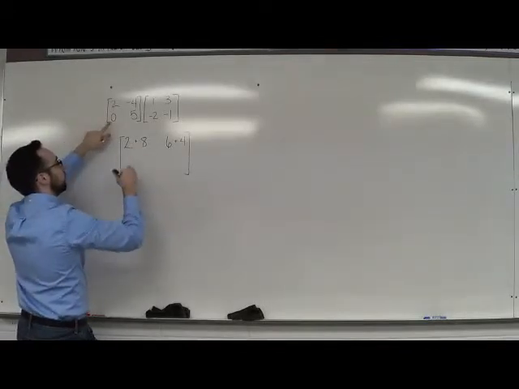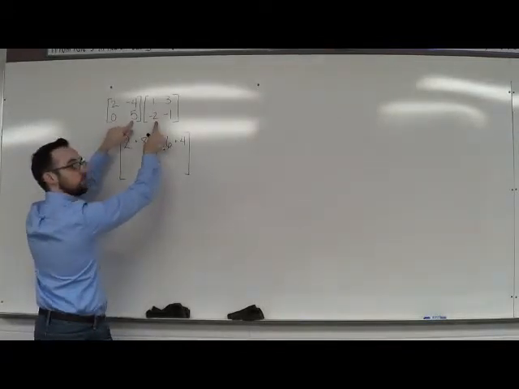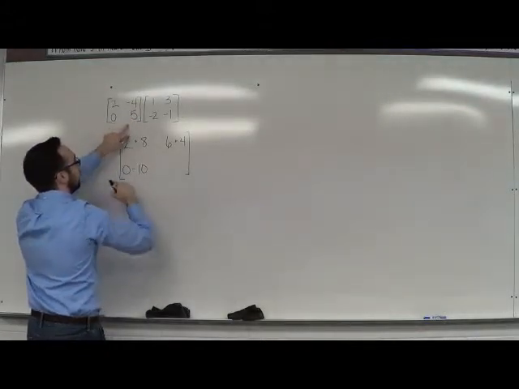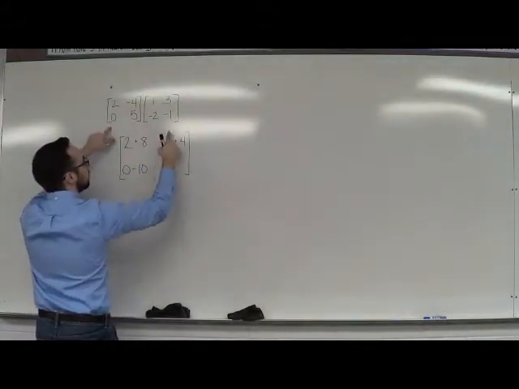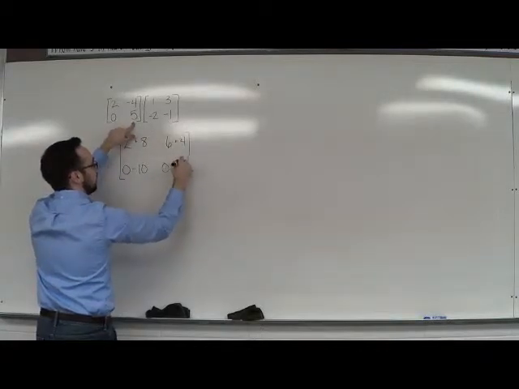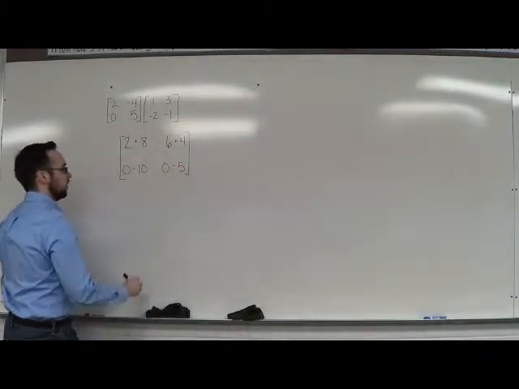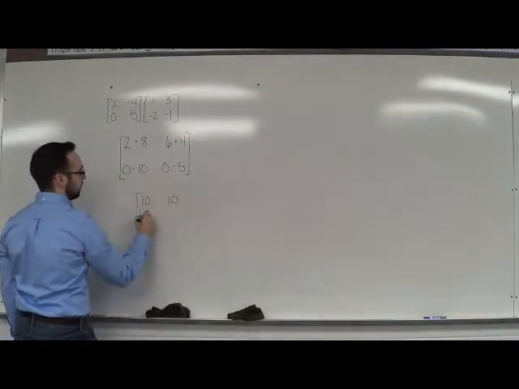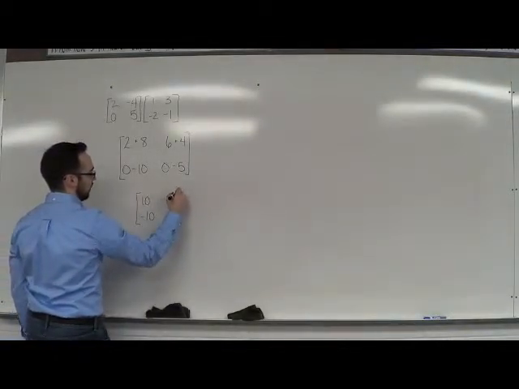Then move down to the next row. We have 0 times 1 is 0. 5 times negative 2 is negative 10. Then we have 0 times 3 is 0. 5 and negative 1 is minus 5. Simplify that, and we get 10, 10, negative 10, and a negative 5.